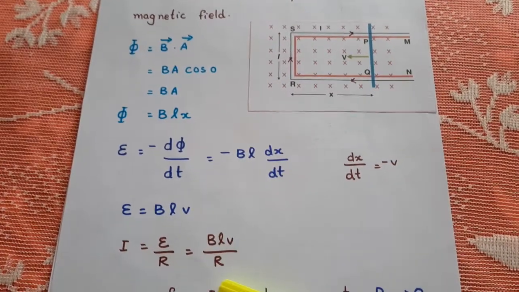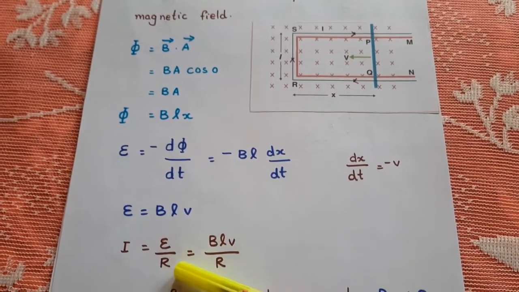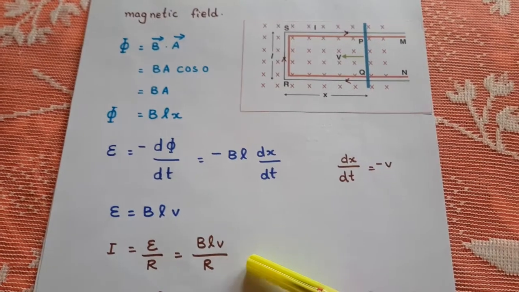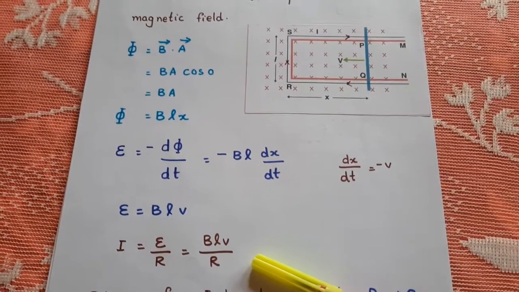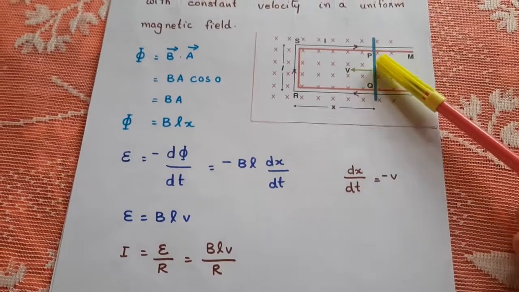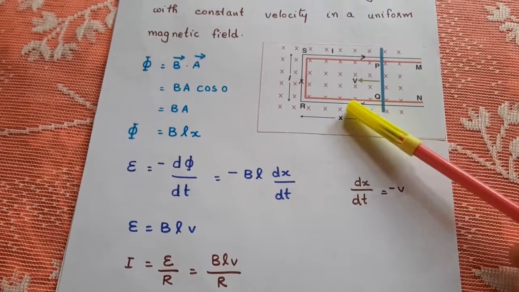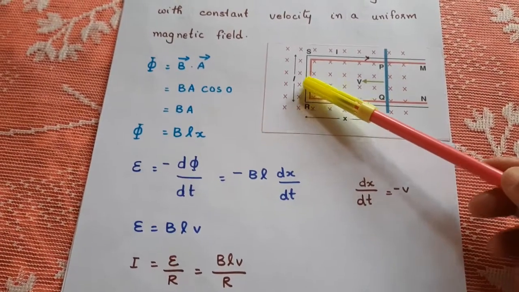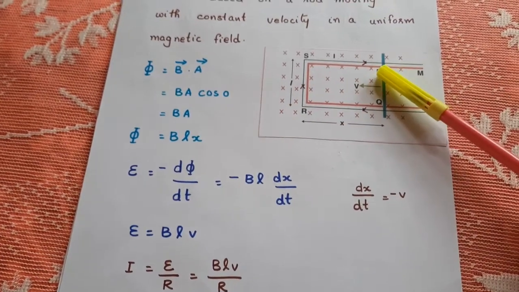So the induced current is EMF by R, that is BLV by R, where R is the resistance of the rod PQ. We are neglecting the resistance of the other sides of the coil.